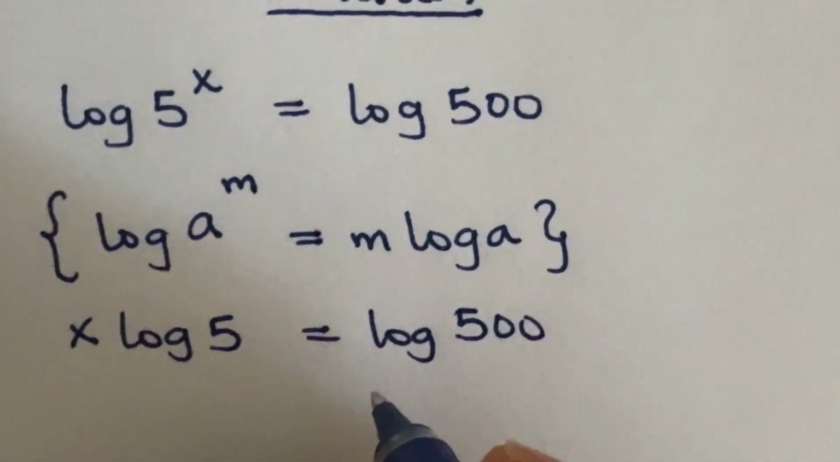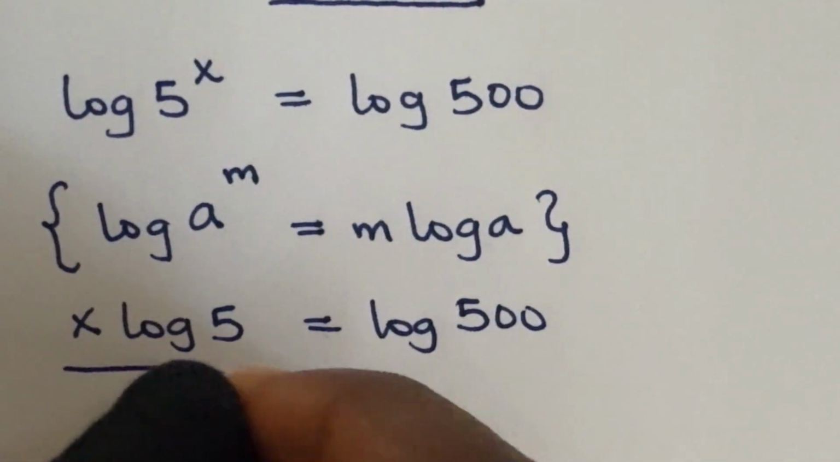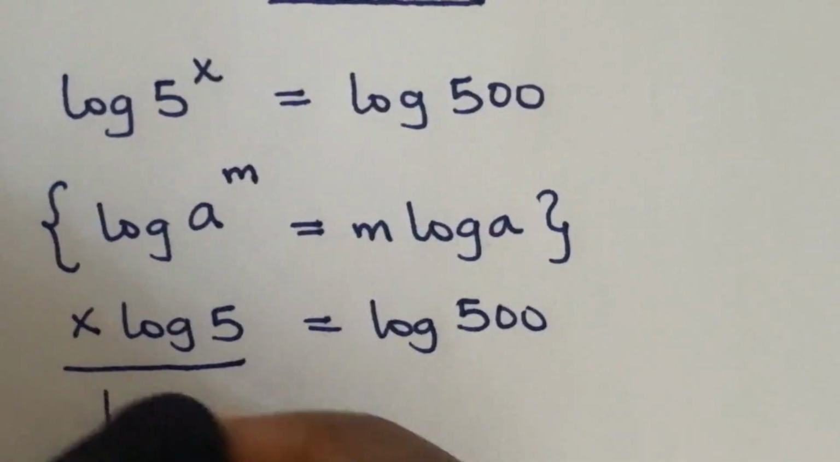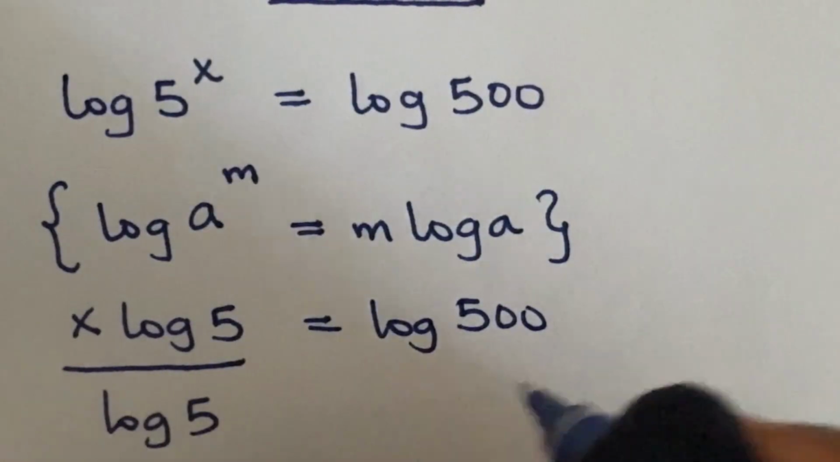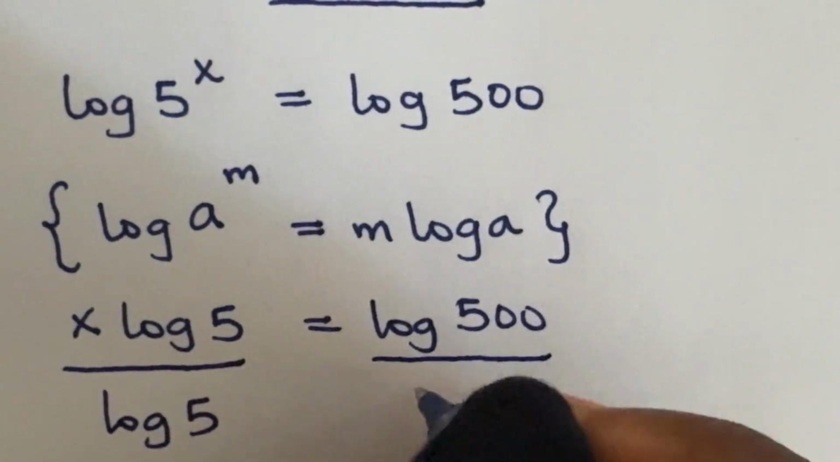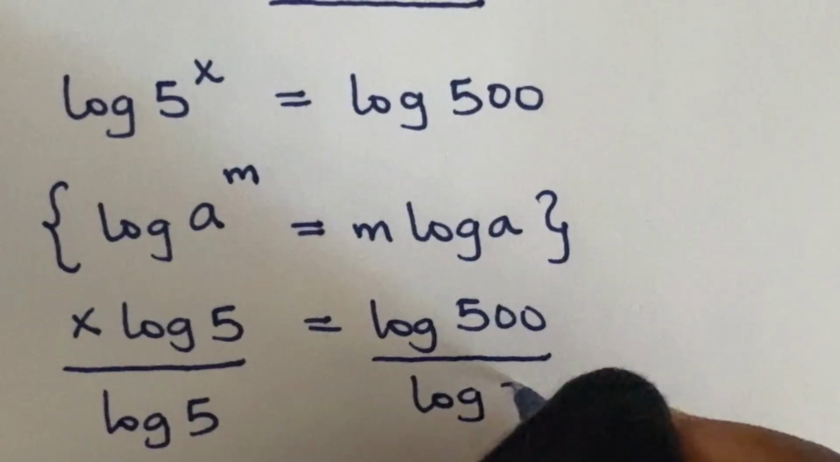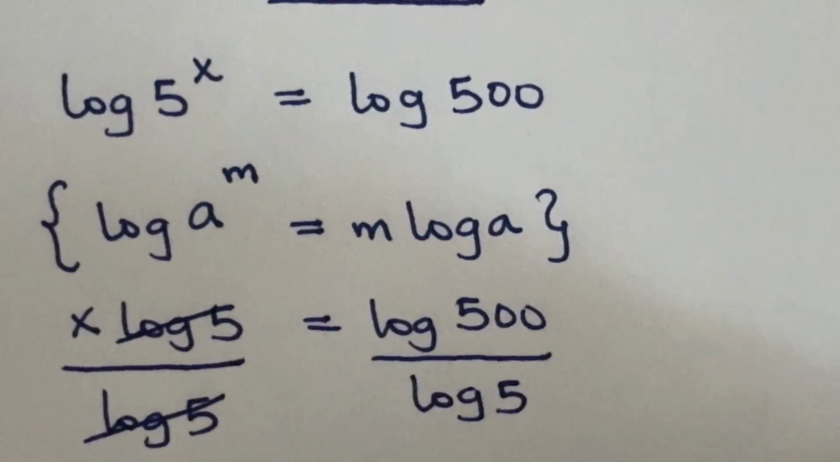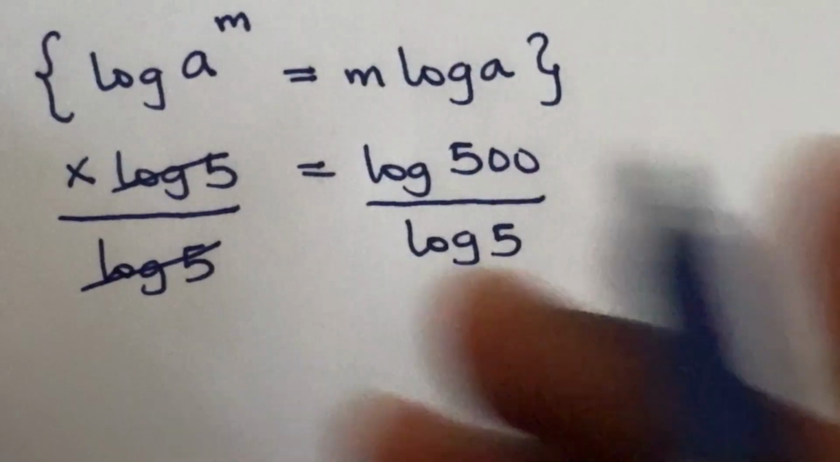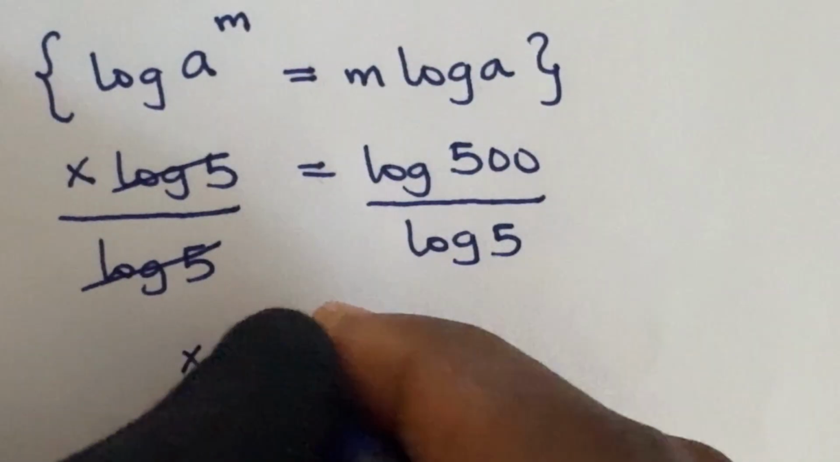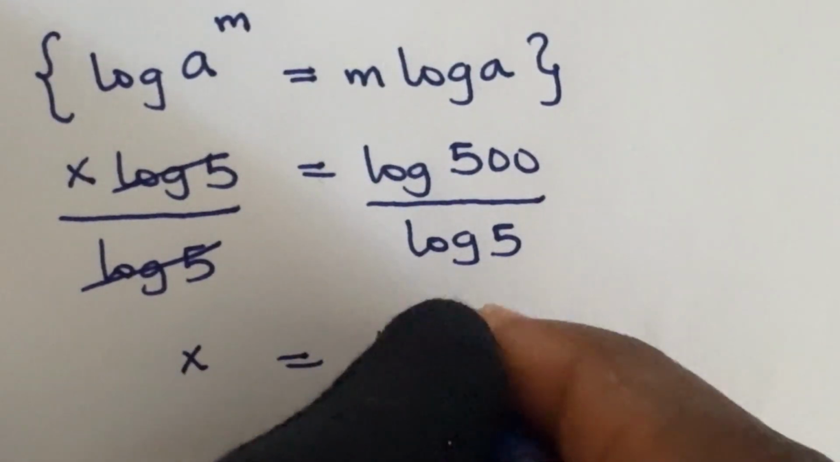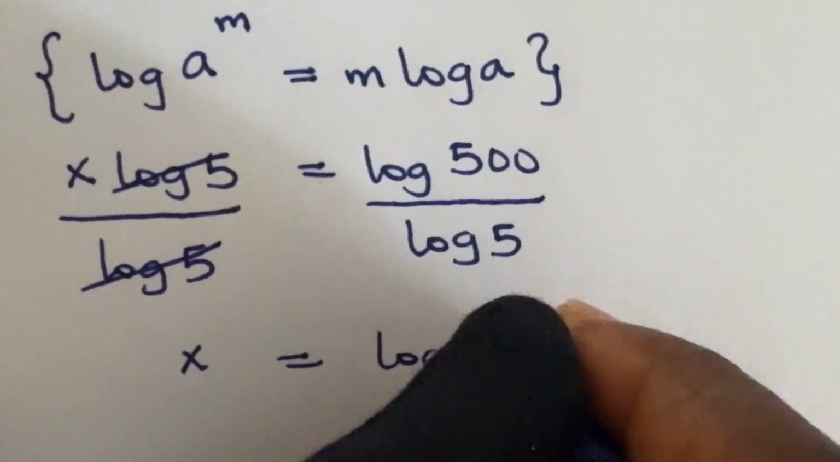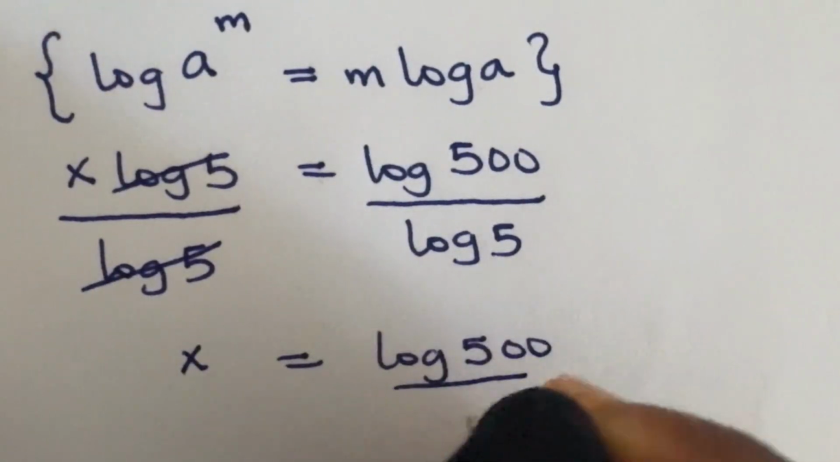I can divide through by log 5. So x is equal to log 500 divided by log 5.